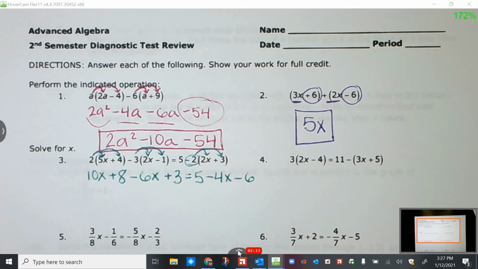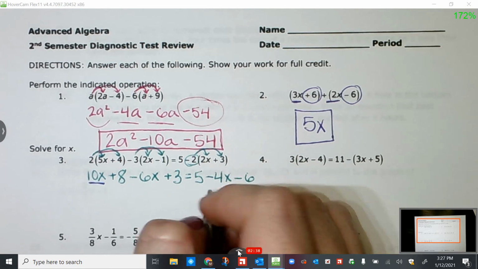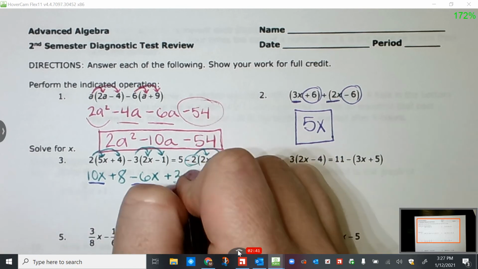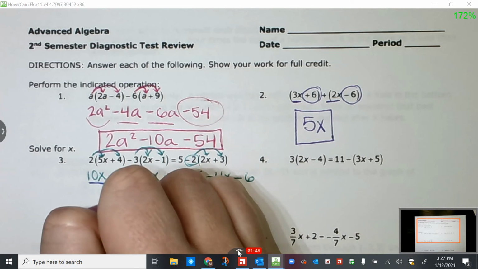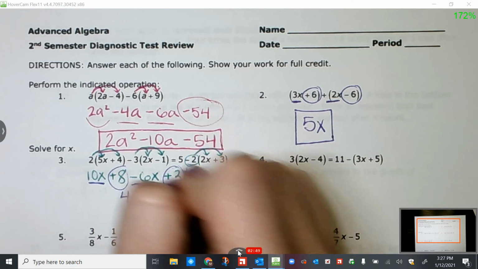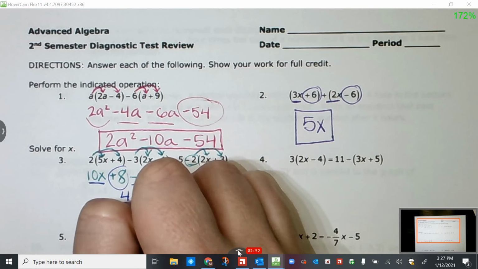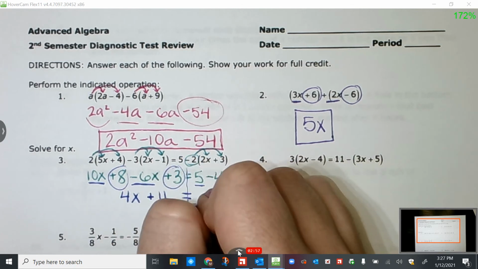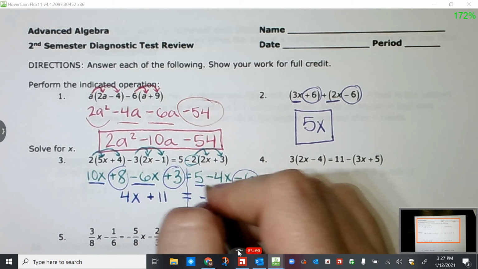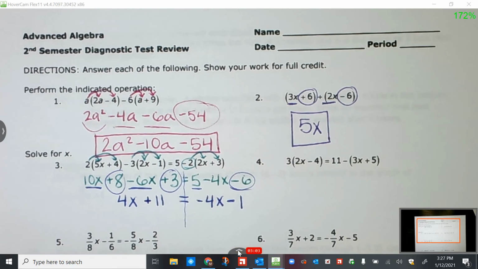Sorry, these are all new pins. Okay, so we have 10x, negative 6x. So I'm going to look at one side of the equal sign at a time. Okay, 10x minus 6x is going to be 4x, and then 8 plus 3 is positive 11 equals, these two are like terms, and I'm going to bring that negative 4x, and 5 minus 6 is negative 1. So I always like to move my smallest x first. So that negative 4x is my smallest x.